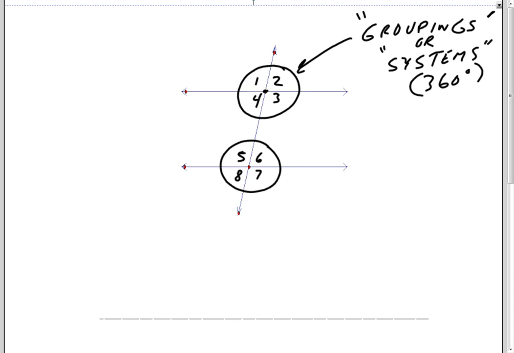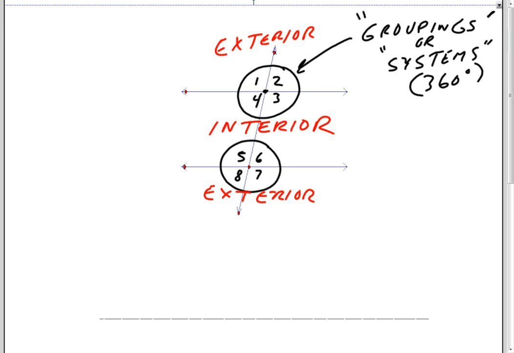Let's label this interior. This is the exterior, and this is the exterior for this style of problem. And when I say this style of problem, I mean problems that typically are going to have parallel lines. So we're going to add arrows to all of these just to indicate that they're parallel.